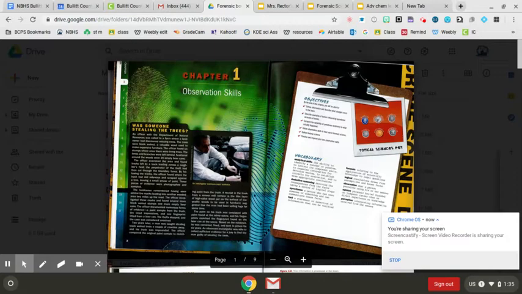Here to talk to you about taking notes here in forensics class. So it's going to be part of your grade, so make sure you get that easy part of your grade, which is taking the notes out of the book. So let's take a quick look at the book and see what I expect from you again.